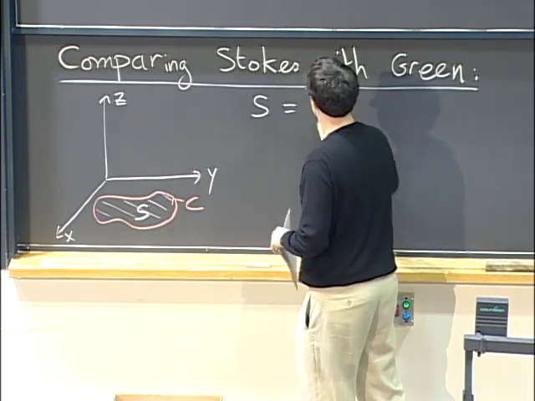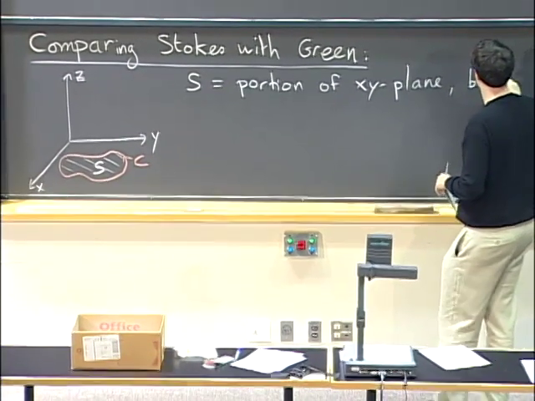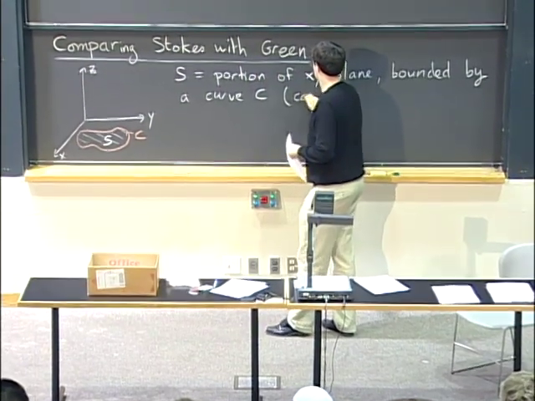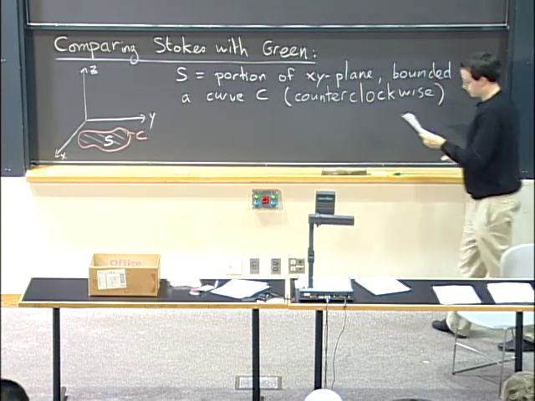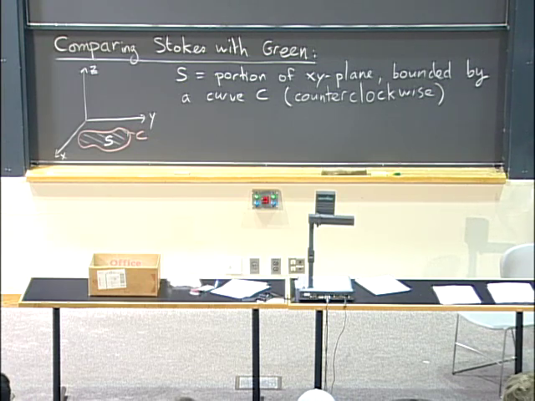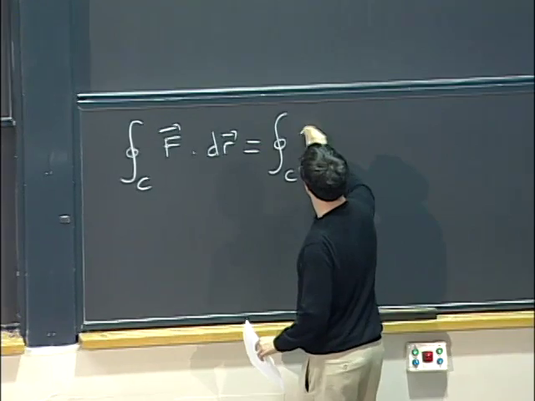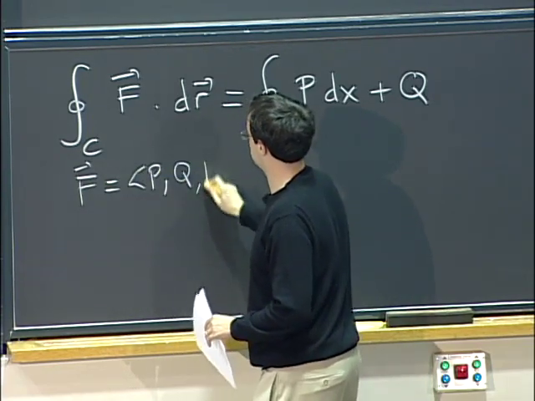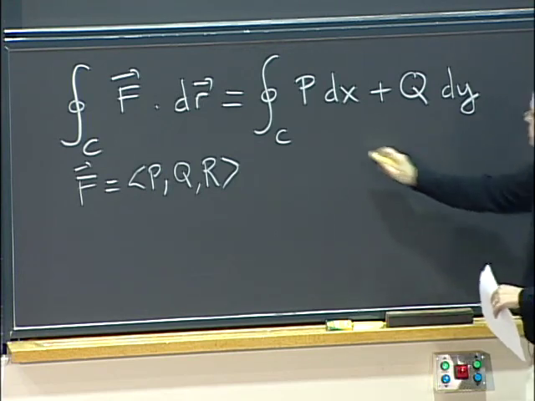Okay, so let's say S is going to be a portion of the xy plane bounded by a curve C, and the curve C goes counterclockwise. Well, then I should look at the line integral, so the work along C of my favorite vector field F dot dr. So that will be the line integral of P dx plus Q dy. I guess if I call the components of my field P, Q, and R, it will be P dx plus Q dy plus R dz, but I don't have any z here. dz is 0 on C.